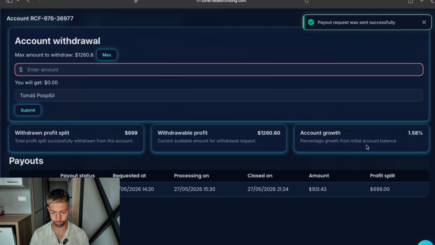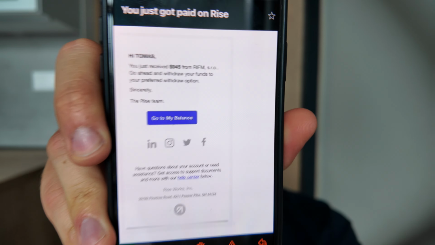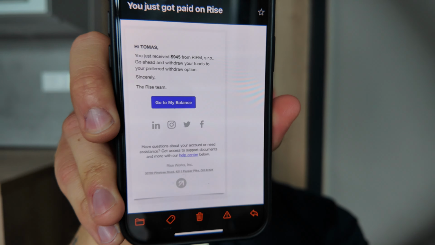Yo, what's good, boys? It's around 5 hours later, and I just received an email from Rise that I just got paid 945 bucks. I hope you're gonna see that. But yeah, that's the payout proof, and you can see everything. Rebels Funding, they pay you out in about 4 or 5 hours. So I'm just gonna collect the money on Rise.